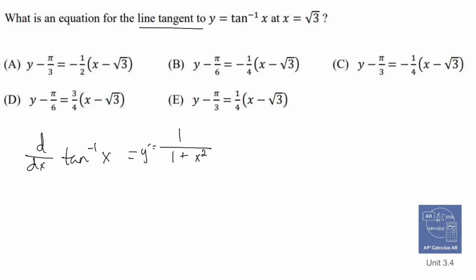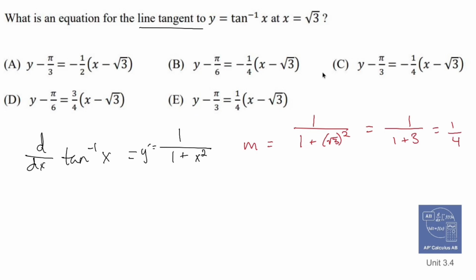Now I'm going to plug in root 3, and that will give me the slope of the tangent line. So my slope is going to be 1 over 1 plus the square root of 3 squared, which is 1 over 1 plus 3, which is 1/4. So my slope is 1/4.